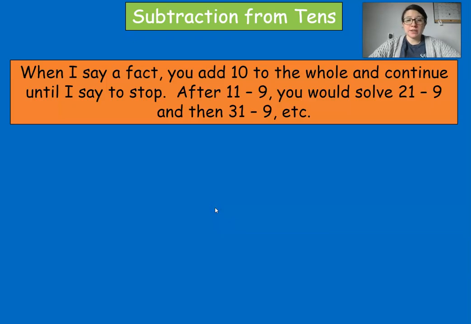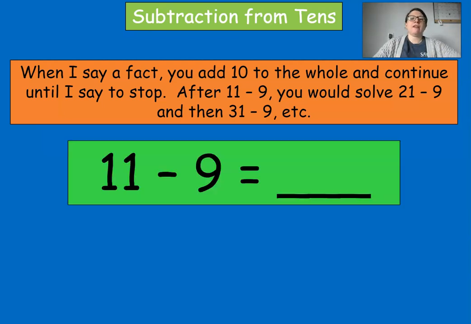So what I'm going to do is I'm going to say a fact. You're going to tell me the answer. Then you're going to add 10 to the whole, and we're going to keep going. So, for example, I'm going to start with 11 minus 9. You would say 2. Good. Now we're adding 10 to the whole, which also, in turn, is going to add 10 to our answer. So then we're adding 10 to the whole, we get 21 minus 9. So our answer is going to be 12. Good. Adding from there. All right, let's try it.